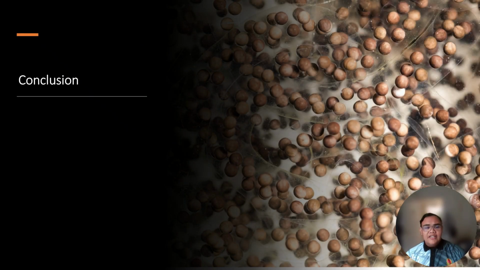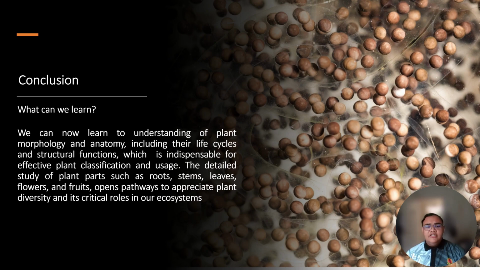Back to me. The last slide is conclusions. So, what can we learn? We can now gain an understanding of plant morphology and anatomy, including the life cycle and structural function, which is indispensable for effective plant classification and usage. The detailed study of plant parts such as roots, stems, leaf, flower, and fruits opens pathways to appreciate plant diversity and its critical roles in our ecosystem. With this learning, I now understand about morphology and anatomy of plants.